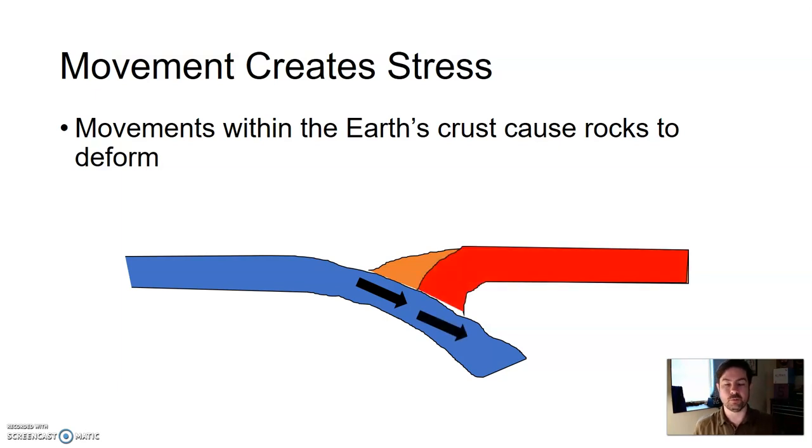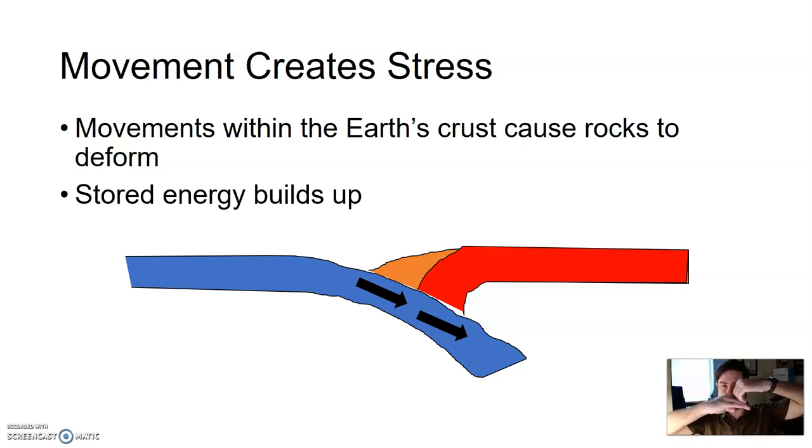Especially at, for example, here we're looking at a convergent boundary. So what we get, one plate is being subducted, and as it does, it's kind of pulling the edge of that overlying plate down, deforms it. You start to store up energy, kind of like, if I'm taking this and I'm bending it, I'm storing energy. And if I release that stress, that energy is released. Same thing in the Earth.